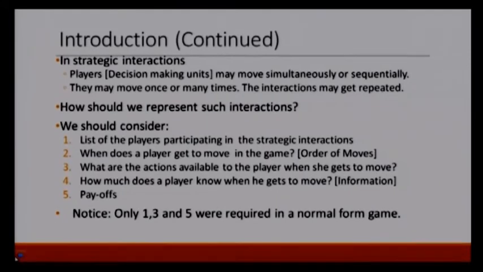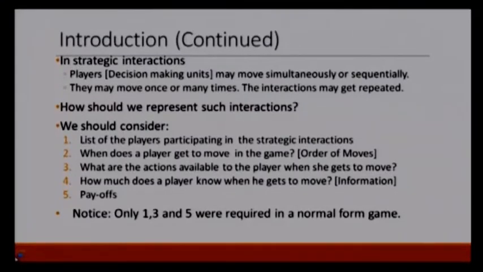So, how much does a player know when he gets to move? We are allowing for the possibility of a normal form game in which a player does not know the actual move of the other player, or any sequential move game in which a player is aware of the action taken by the other player. Both could be represented, and again then payoffs. You should notice that 1, 3 and 5 were required in a normal form game. What we are adding, in fact this is a richer representation, is number 2 and number 4.